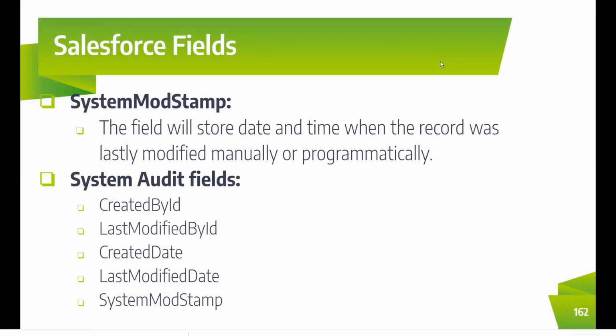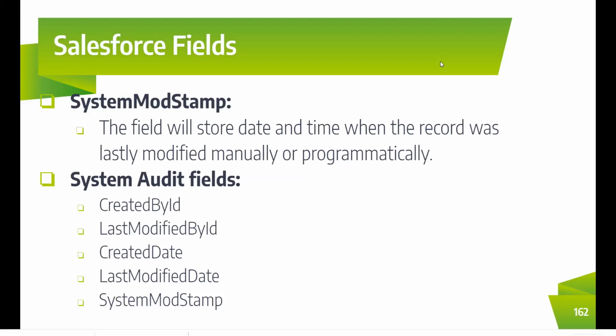Then System Mod Stamp. This field will store the date and time when the record was lastly modified, manually or programmatically. Either manually or programmatically, if you try to change the record, that system modification timestamp will be stored here. Right? Now coming to system audit fields: Created By ID, Last Modified By ID, Created Date, Last Modified Date, System Mod Stamp. We have discussed all these things, I have already told you. These are all called system audit fields.